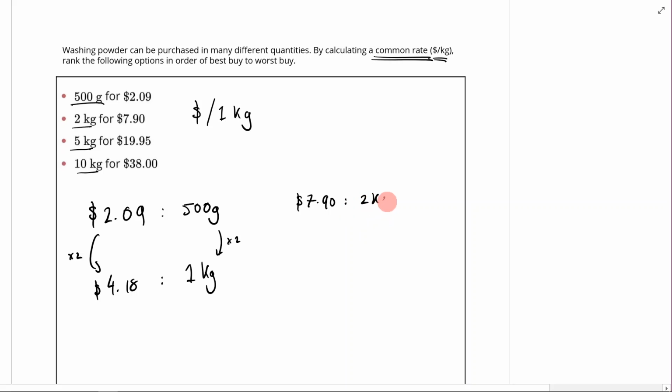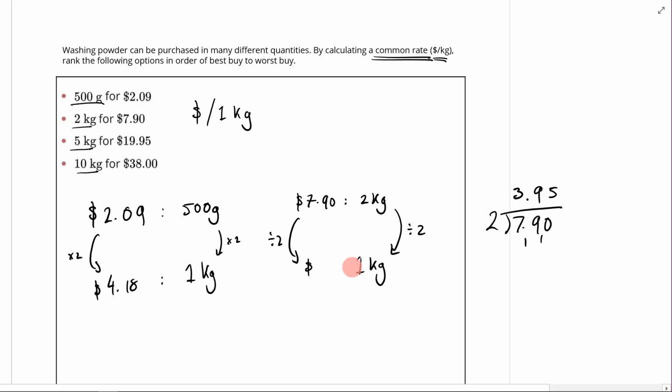for 2 kilos, right? So I want this to be 1 kilo, which means I'm going to have to divide by 2. 790 divided by 2. Remember, if you're struggling, you could go like this: how many times does 2 go into 7? Well, 2, 4, 6. It goes in 3 times with 1 left over. How many times does 2 go into 19? Well, that's 9 times because 2 times 9 is 18. I've got 1 left over. How many times does 2 go into 10? It goes in 5 times. So you should be getting pretty efficient at doing that. And remember, your decimal place just comes straight up there. So this is going to be $3.95.